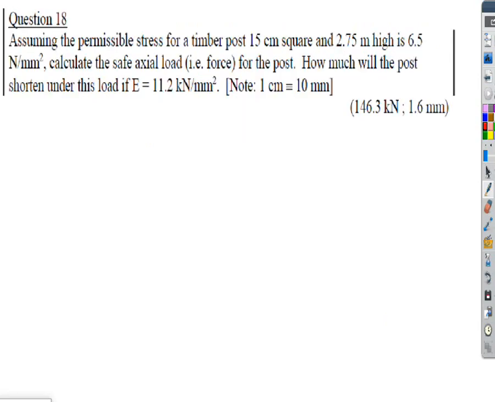And finally question 18. Read the question very carefully, extract the information from the question as usual and draw your diagram, but there's a very similar approach to that we've used in question 14 and question 16.